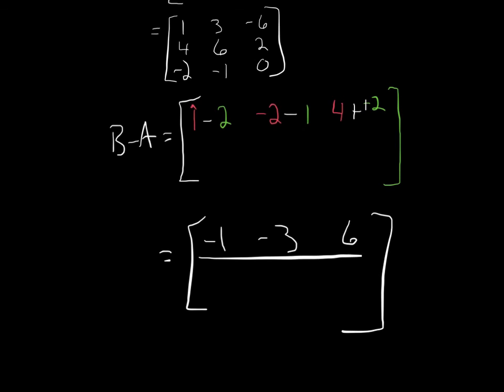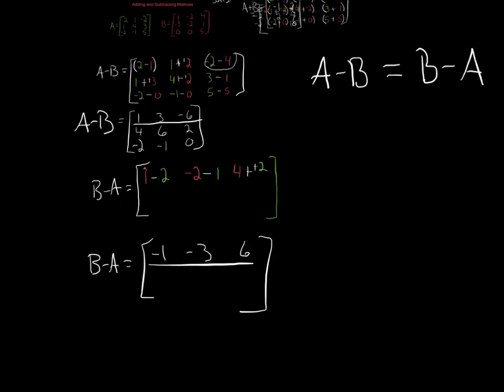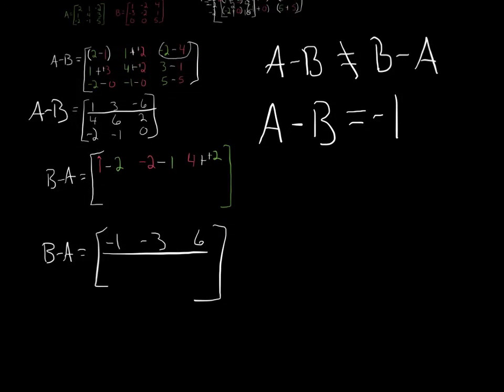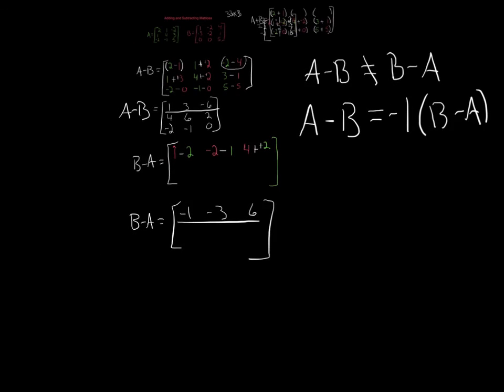What do you notice about the first row of each of these matrices? Again, this is A minus B up here, and this is B minus A. Well, you should see that these are just the opposites. So A minus B does not equal B minus A. Now, we could say A minus B is equal to the opposite, so negative 1 times B minus A. Okay, so that's matrix addition and subtraction. Hopefully you learned something. Have a great day.